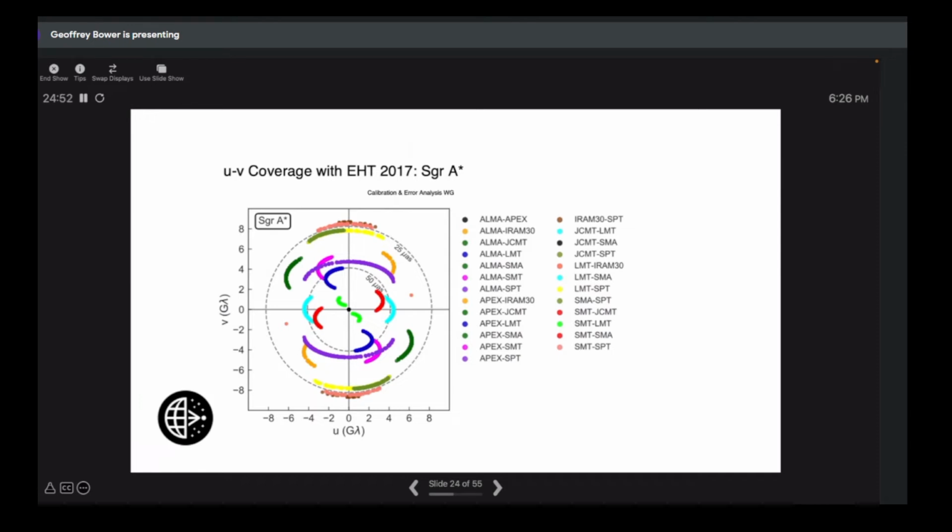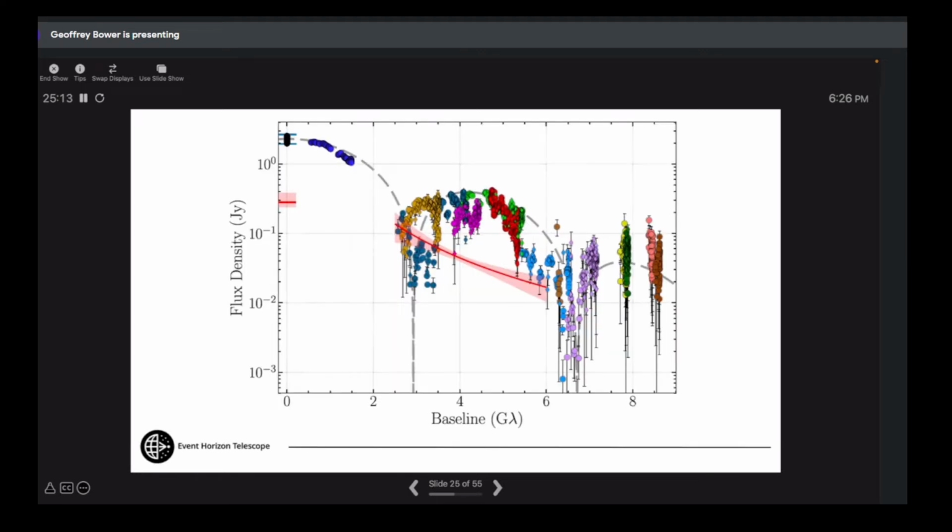Now here are the 2017 observations. And you can see that we now have many more stations and we have a much more filled in UV plane or aperture plane that allows us to have the confidence to make an image out of this. This is the visibility amplitude data that comes from that. So the comparison to make is back towards that visibility amplitude plot that I said we did a Gaussian fit on.